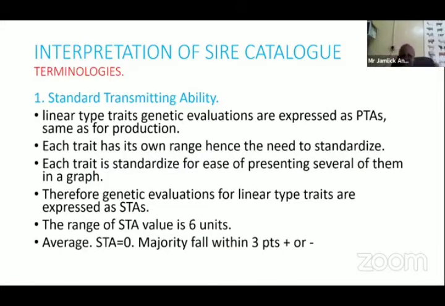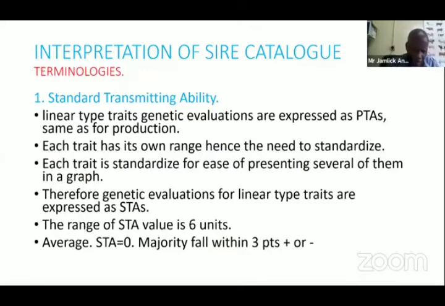So because of those differences, those traits which are measured in different units have to be standardized for them to have a meaning and for one to be able to do a presentation in a graphic form. So linear type traits, genetic variation are normally expressed as predicted transmitting abilities, same as for production. And each trait, as I have said, has its own range, and therefore needs to be standardized because they have different measurements. Some are in degrees, others in length, in height, and so forth. So you need to standardize them so that you can present them in a graphic form. And that's why we talk of the linear type traits being normally in standard deviation.